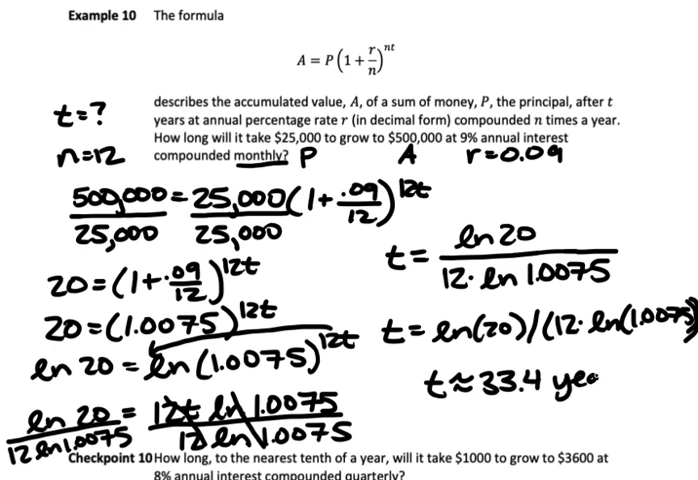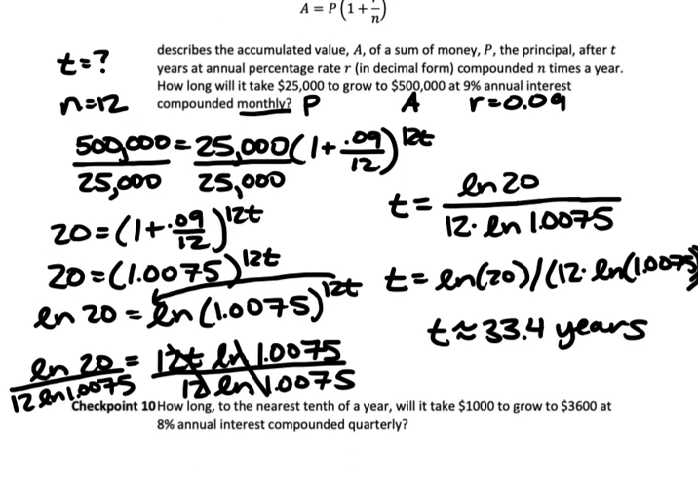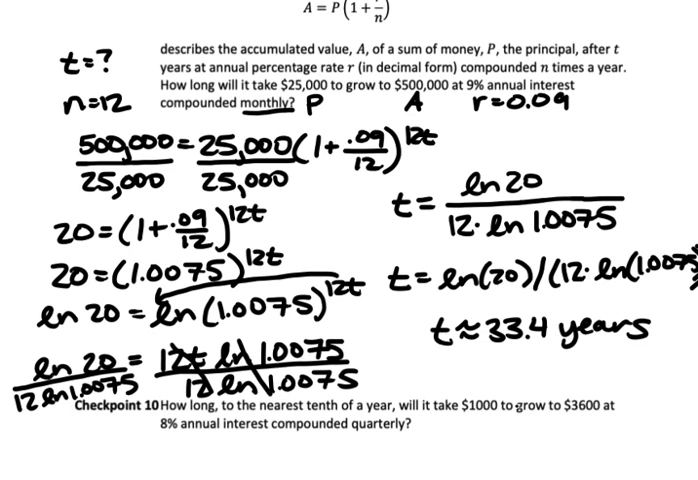So if you invest $25,000 and you don't put any more money in, if you have a 9% annual interest rate, which is a little bit high, compounded monthly, after 33 years, you will have $500,000. So next you should look at checkpoint problem number 10. Do this in your notes, check your answer, and then move on to the homework.